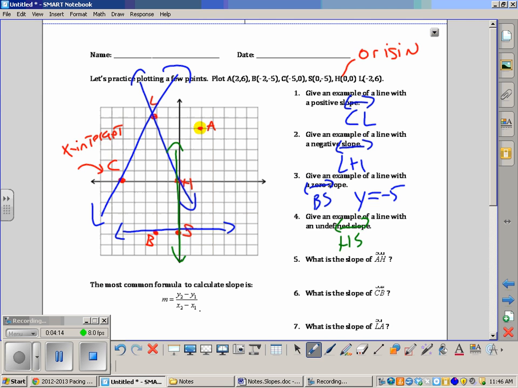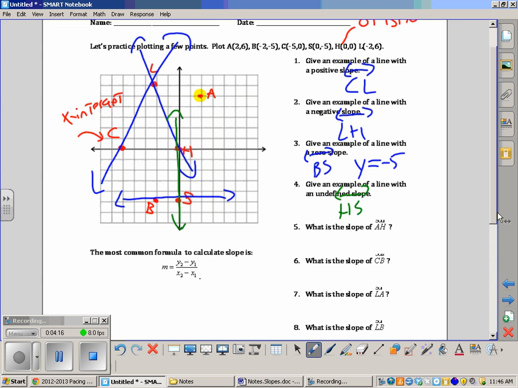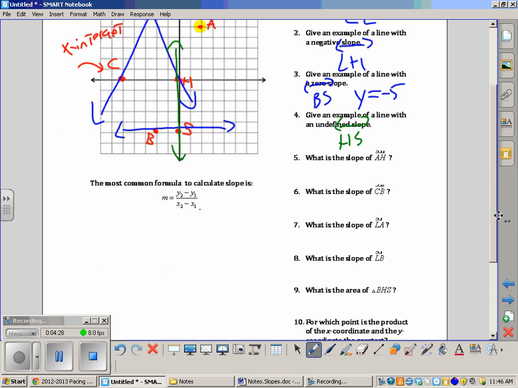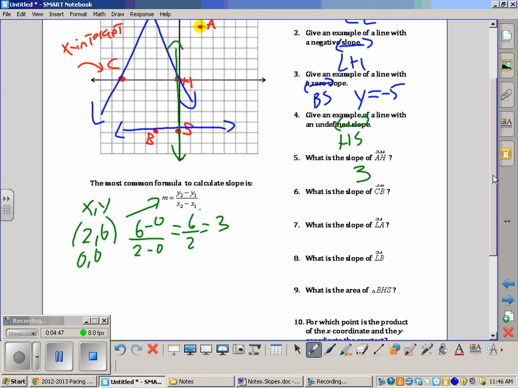What is the slope of AH? So now we actually have to do some work. I'm going to do the work right over here. A is 2, 6, and H is 0, 0. I stack them like this. So now using this slope formula, the slope is 3. Let's see if that makes sense.